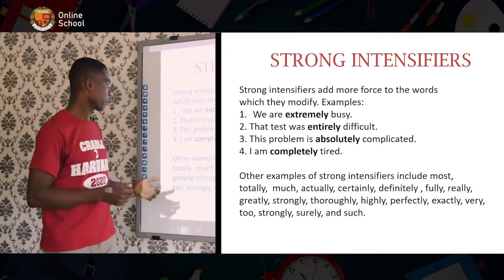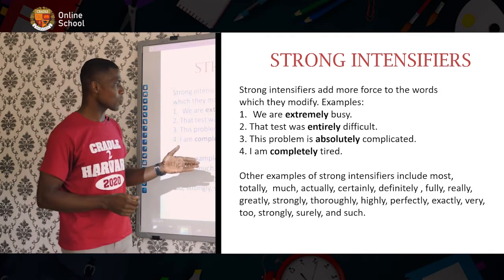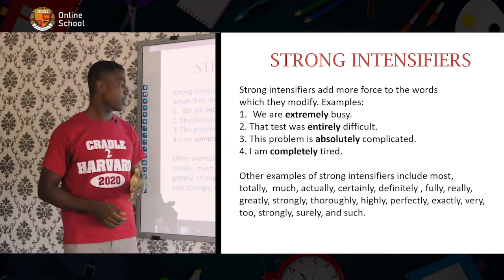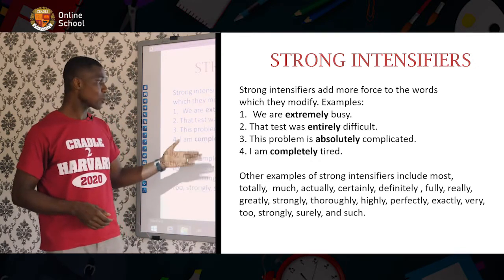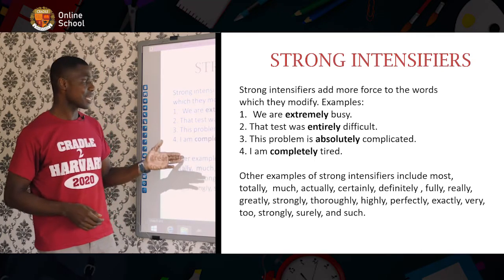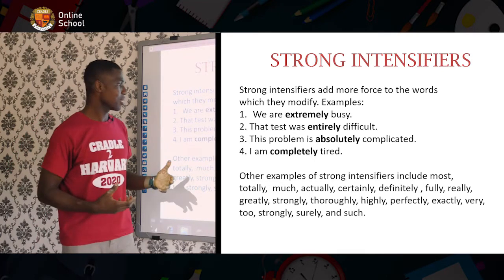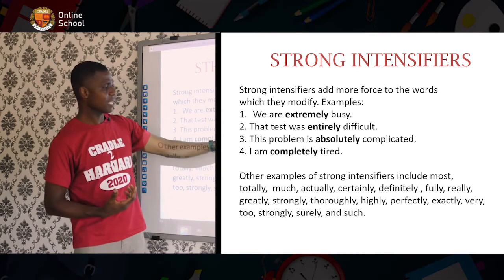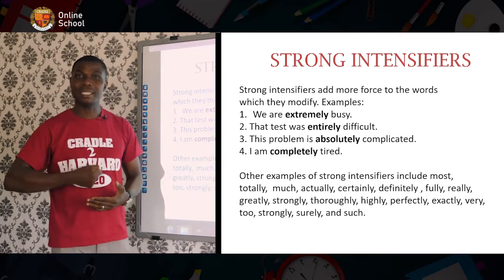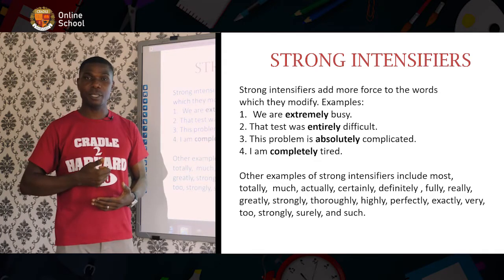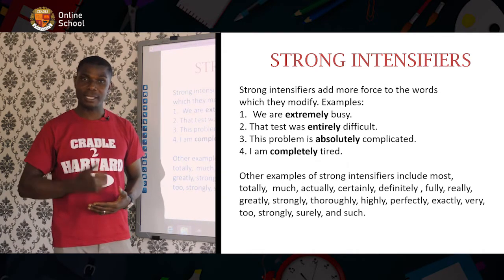Sentences. Okay? This problem is absolutely complicated. Absolutely is an intensifier that makes the adjective complicated to be what? More intense. Are you getting me? To be what? More intense.